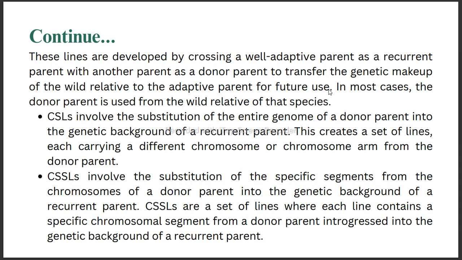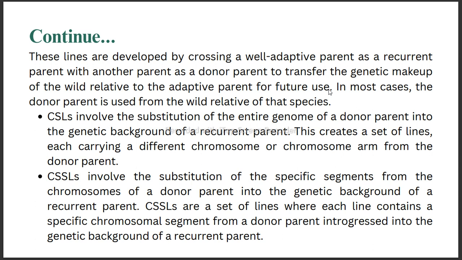For preparation of CSL lines, which are chromosomal substitution lines, it involves the substitution of the entire genome of a donor parent into the genetic background of a recurrent parent. When we develop these lines, the chromosomes of the donor parent are completely substituted for the chromosomes of the recurrent parent in the lines being developed. This creates a set of lines, each carrying a different chromosome or chromosomal arm from the donor parent in the recurrent parent population at the end.